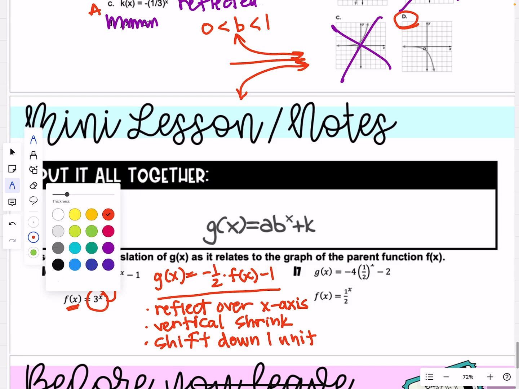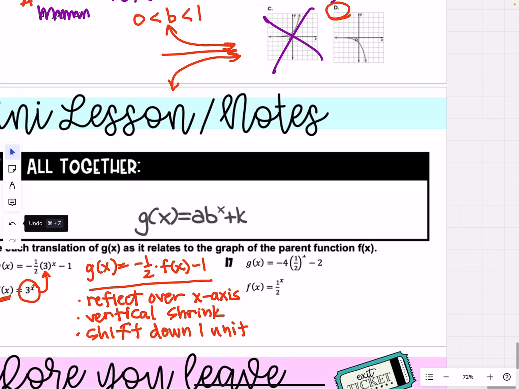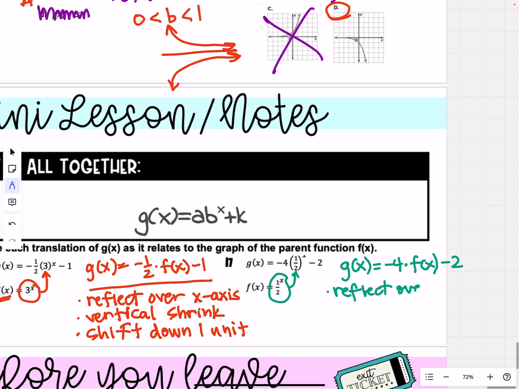All right. And the last thing is going to be one just like this. So again, we can see that this is our parent function. So we're going to replace this piece here with f of x. So we would say g of x is equal to negative 4 times f of x minus 2. And what's happening here? Well, we see a reflection over the x-axis. We see a vertical stretch by a factor of 4. And we have shifted down 2 units.